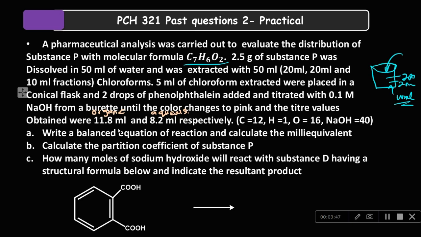Now, the first thing is write the balanced equation of reaction and calculate the milli equivalent. Now, for you to calculate the milli equivalent, there are certain things that you must take note of. First of all, the molecular mass. The molecular formula was given as C7H6O2, and then the amount of sodium hydroxide that was reacted. You reacted with 0.1 molar sodium hydroxide. So these are the two properties that will aid you in writing the milli equivalent, because some persons are still finding it difficult to write milli equivalent.